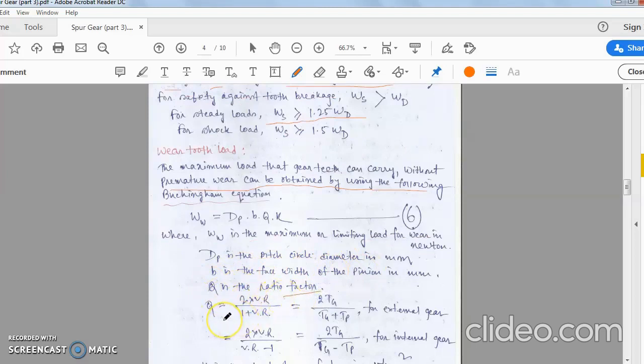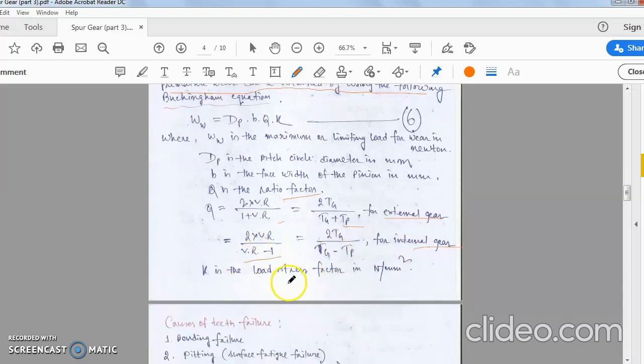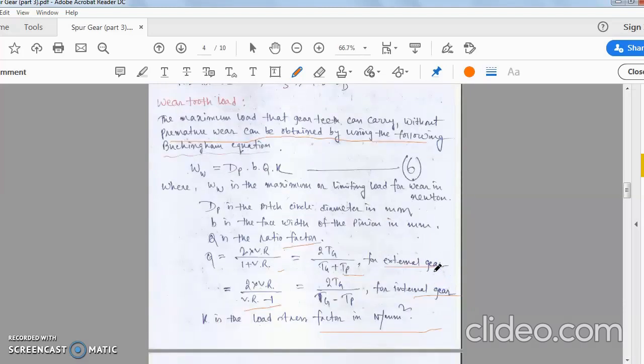How can you find out Q? So Q is 2 into velocity ratio divided by 1 plus velocity ratio. The velocity ratio we know once again is TG by TP, the number of teeth in gear divided by the number of teeth in pinion. So putting G equal to TG by TP, we can find another expression equal to 2 TG divided by TG plus TP. This is the expression for external gearing, and for internal gearing there will be a negative sign coming. Now K is the load stress factor in Newton per millimeter square.